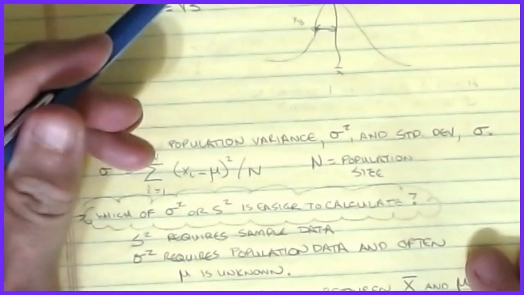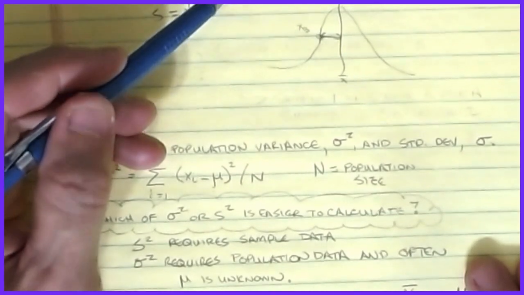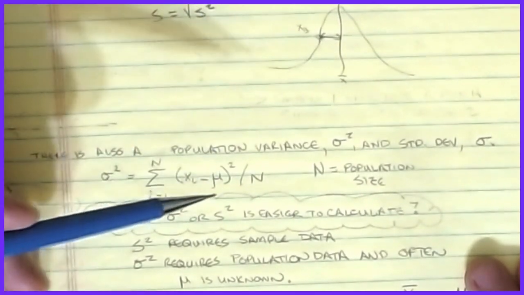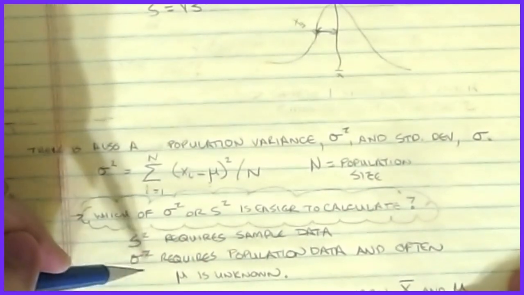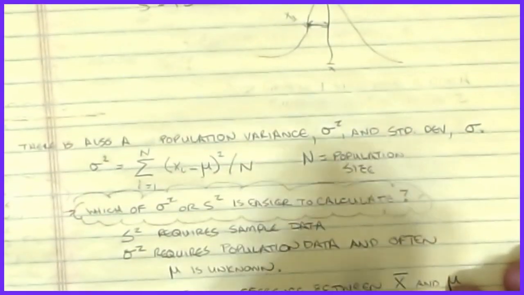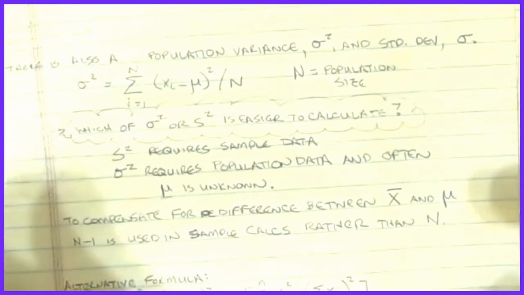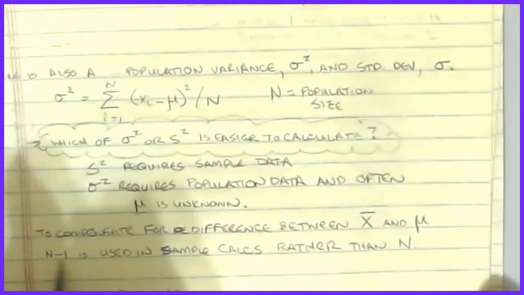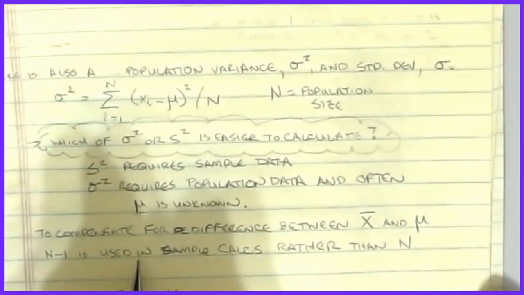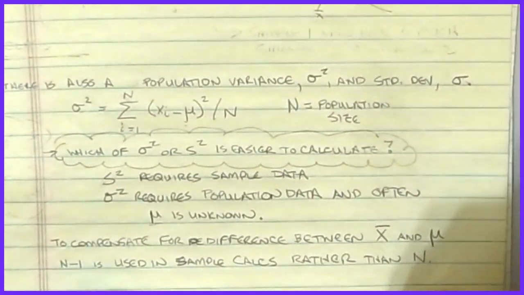So the sample becomes a much easier thing to calculate, but we have to make some corrections in order to make this prediction model start to look better than this prediction model. So s squared requires sample data, and sigma squared requires population data, and often we don't know this value, or it's an immeasurable quantity. So to compensate for the difference between this x bar and this mu, that n minus 1 factor that we saw is used in sample calculations rather than the n. And that will get us going.